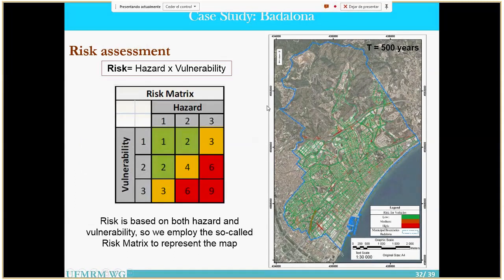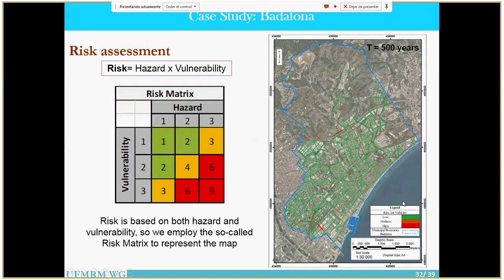In the last step, the final risk map is produced by crossing hazard and vulnerability information, based on a proposed risk matrix. Depending on the level of hazard and vulnerability for a certain area, a risk level is established. So we can see here the three levels, the three colors, and this area in the south of this municipality is supposed to be the most critical area.